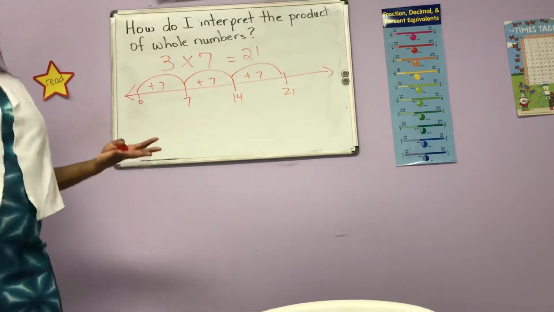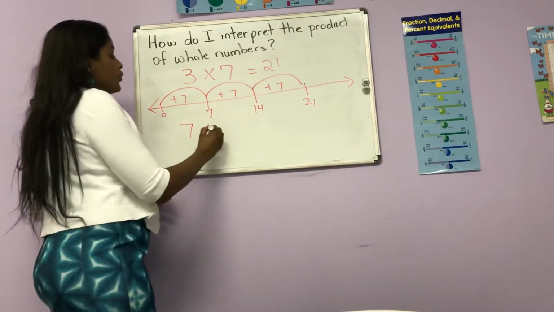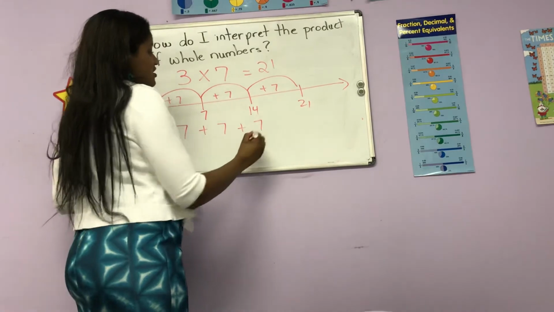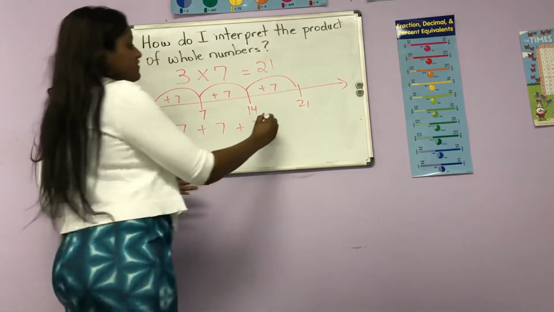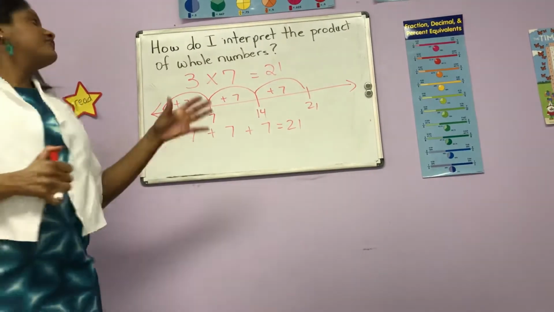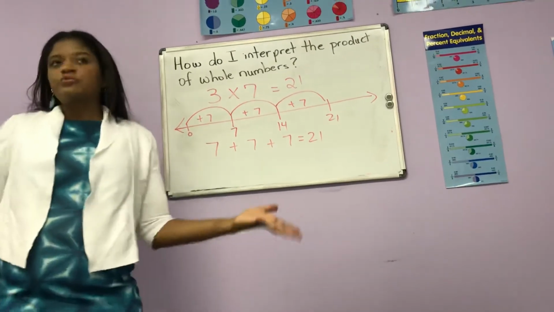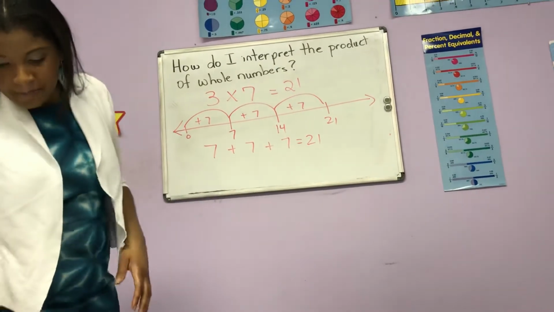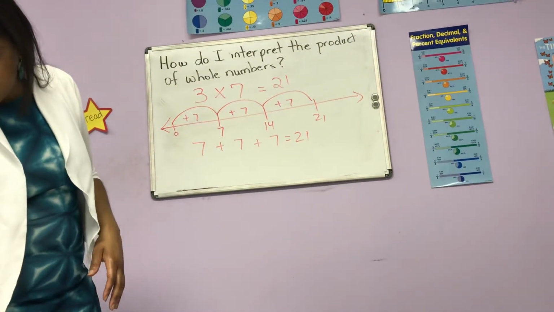Because the other thing about multiplication is it is repeated addition. So 7 plus 7 plus 7 is 21. And you would get the exact same answer if you did 7 groups of 3. So that would work too. I have another word problem for you to try.